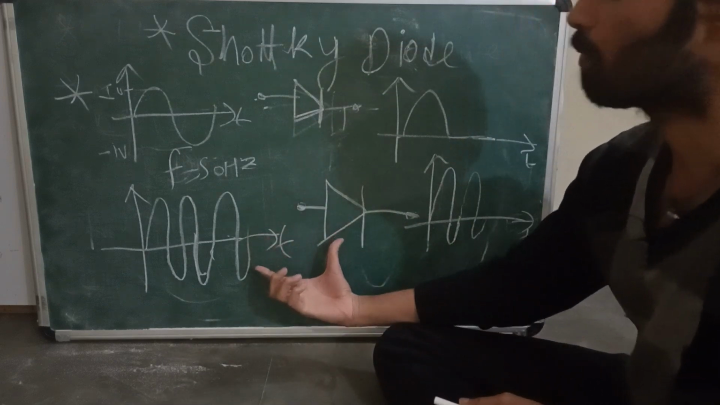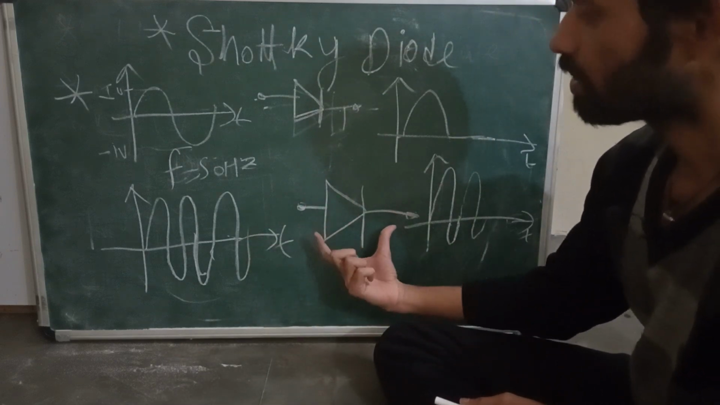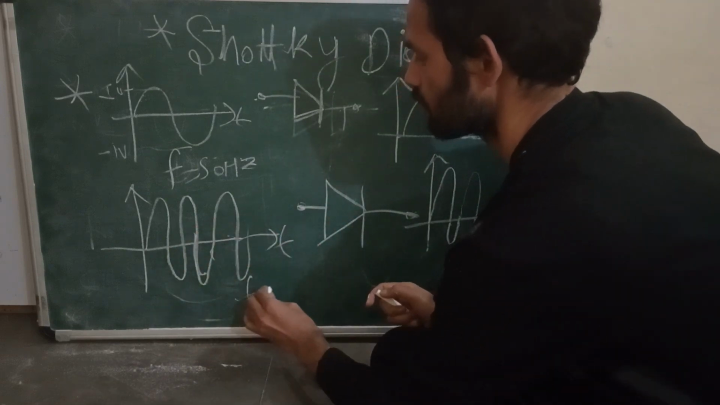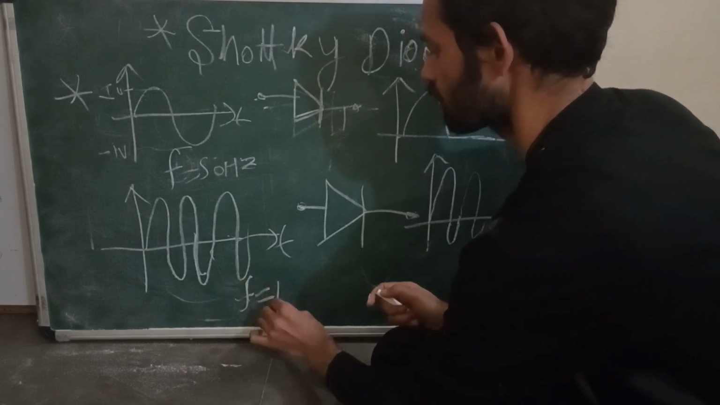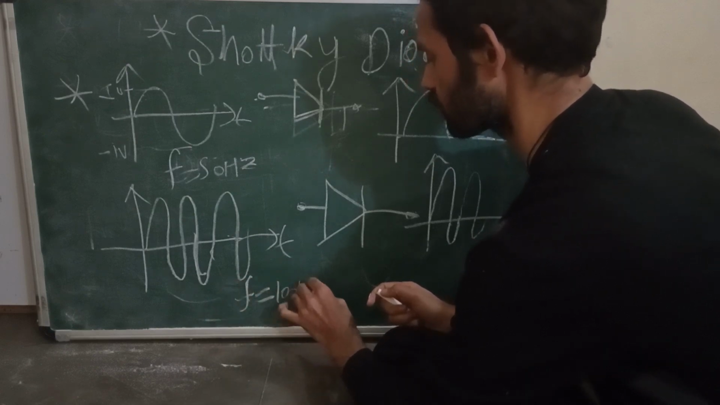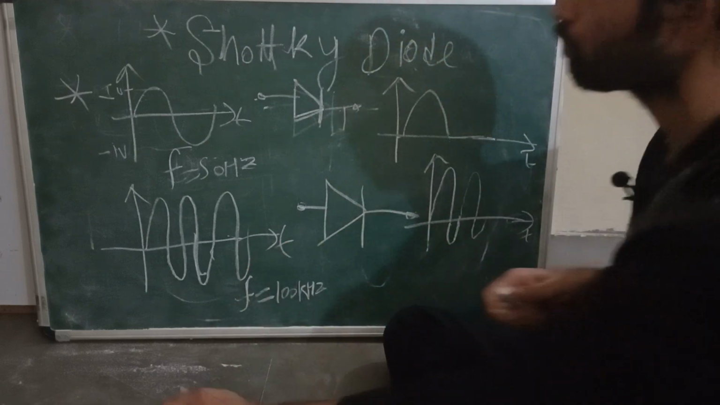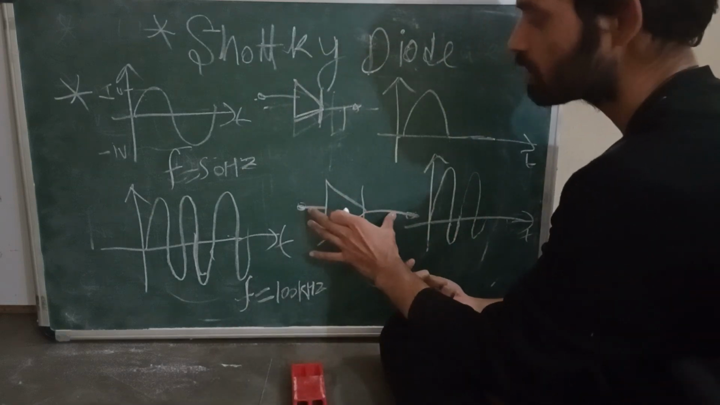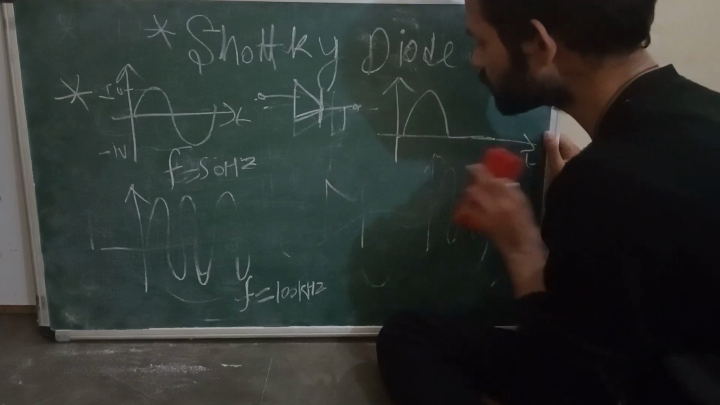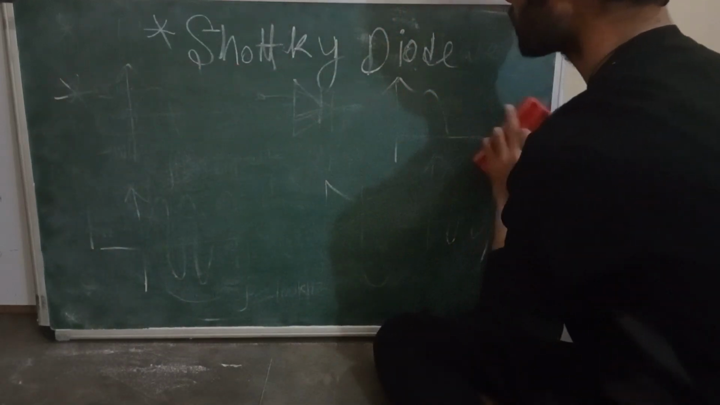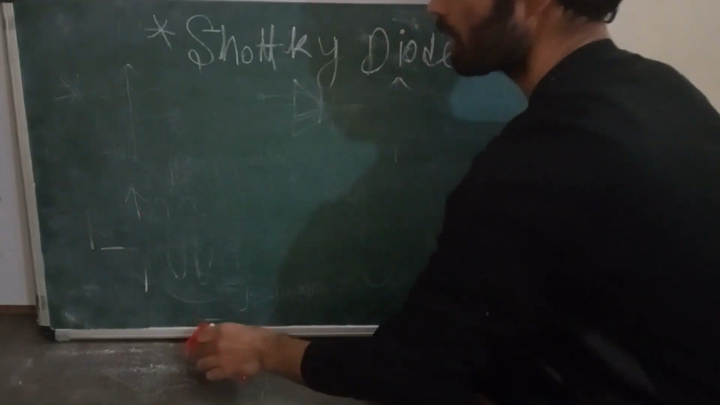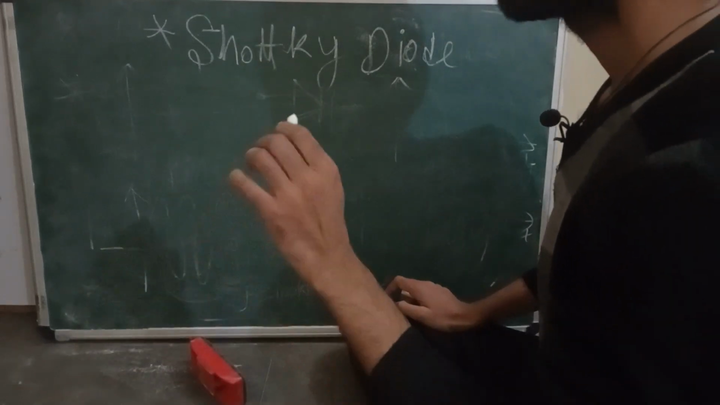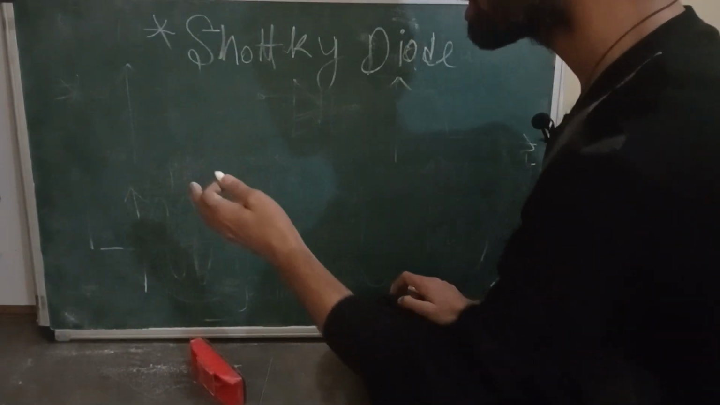So this is the problem where we are stuck. We are unable to rectify this high frequency signal, let's say in the order of 100 kilohertz. Why are we unable to rectify it? As you know very well, this is a PN junction diode. Why is this problem coming with the PN junction diode? First of all, understand why we are unable to rectify a high frequency signal through a PN junction.